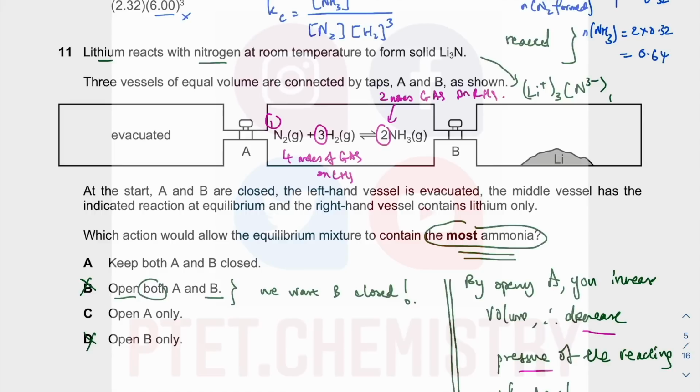When you decrease the pressure of the reacting chamber, the equilibrium wants to try and increase pressure. It will shift to the side with higher pressure. When you have more molecules of gas, it will be higher pressure, so it will shift backward. When you shift backward, you will favor this side, and therefore you will get less ammonia. When you shift to the left, less ammonia is not what you want, you want more ammonia. So you don't want it to shift to the left, you don't want to open A. So keep A closed, all right?